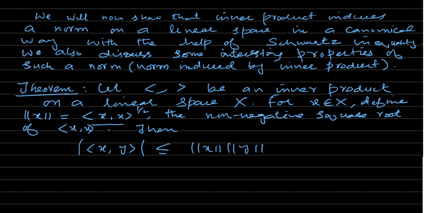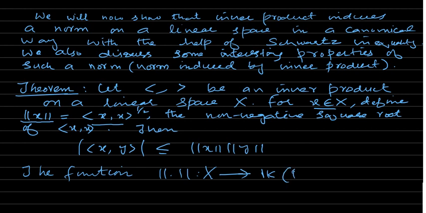Because we have defined for each x in X a number, which we call the norm of x, defined by the non-negative square root of the inner product of x with x, we will show that this function, which maps x onto some non-negative real number, is a norm on X. This is a function from X to the scalar field K. Here it's a particular case because it maps every element onto non-negative real numbers, so you can take the set of positive real numbers union 0, which is a subset of K.